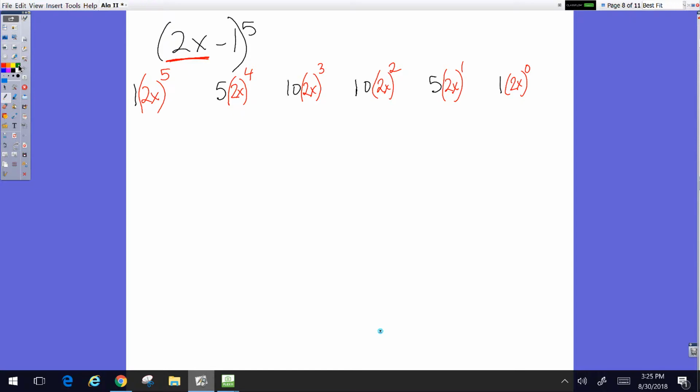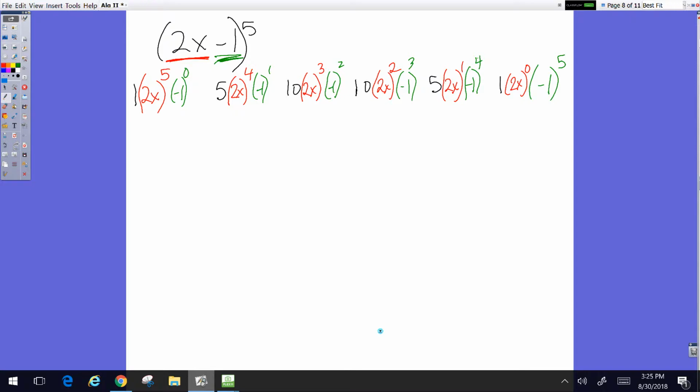Alright, so we've gone completely through with our first term. Now we're going to take a look at the last one. It was -1. So I'm going to come over here where I stopped, and I'm going to start with -1 to the 5th. And then I'm going to go back. So this would be -1 to the 4th, and this would be -1 to the 3rd, and this would be -1 squared, and this would be -1 to the 1st, and this would be -1 to the 0.